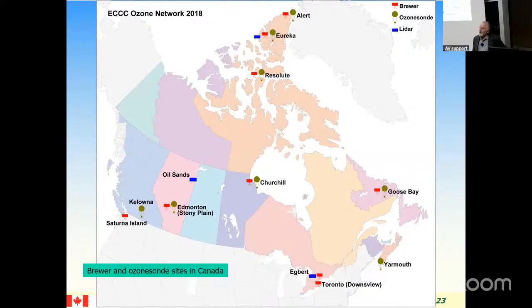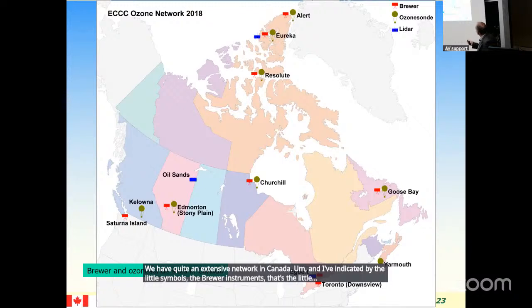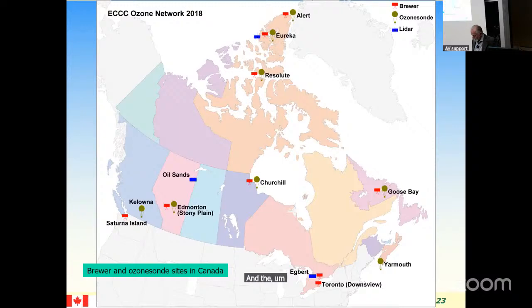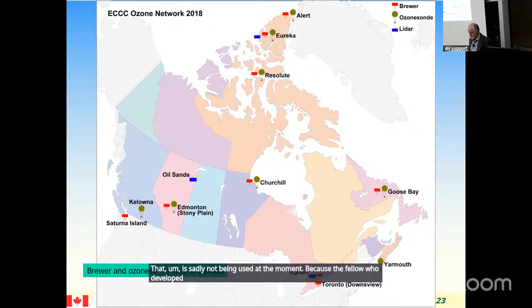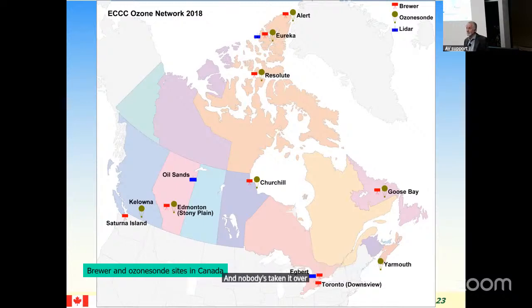Okay. We have quite an extensive network in Canada. And I've indicated by little symbols the Brewer instruments, that's the little red boxes there, the ozone sondes, and a couple of LIDARs. A very nice automated LIDAR system was developed for tropospheric measurements at Environment Canada that is sadly not being used at the moment because the fellow who developed it retired and nobody's taken it over. But it was the most advanced setup in the world. Still is, I think.